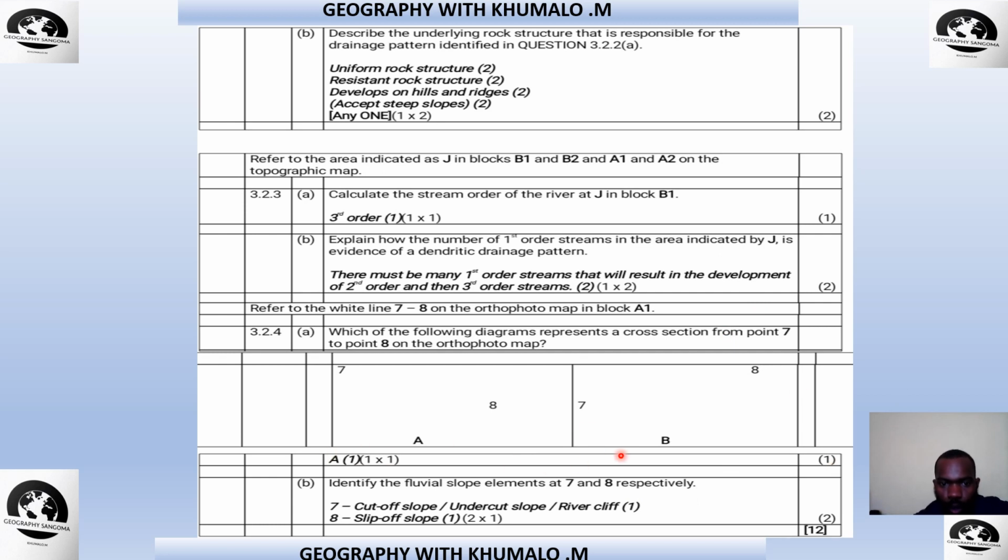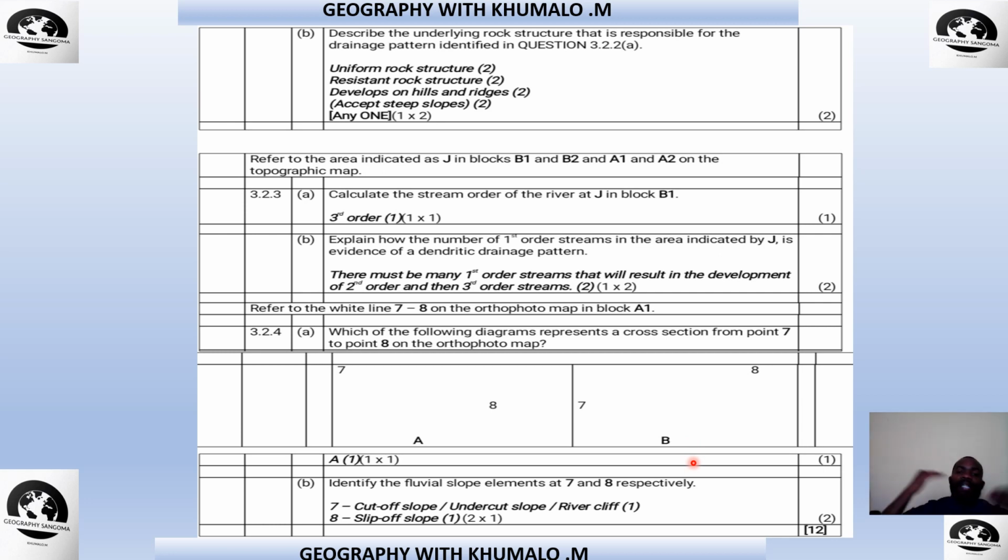Which of the following diagrams represents a cross section from point 7 to point 8 on an orthophoto map? The answer was A. Identify the fluvial slope element at 7 and 8. So 7 was undercut slope or cut off slope or a river cliff, and 8 is slip off slope. That was the end of our map interpretation.